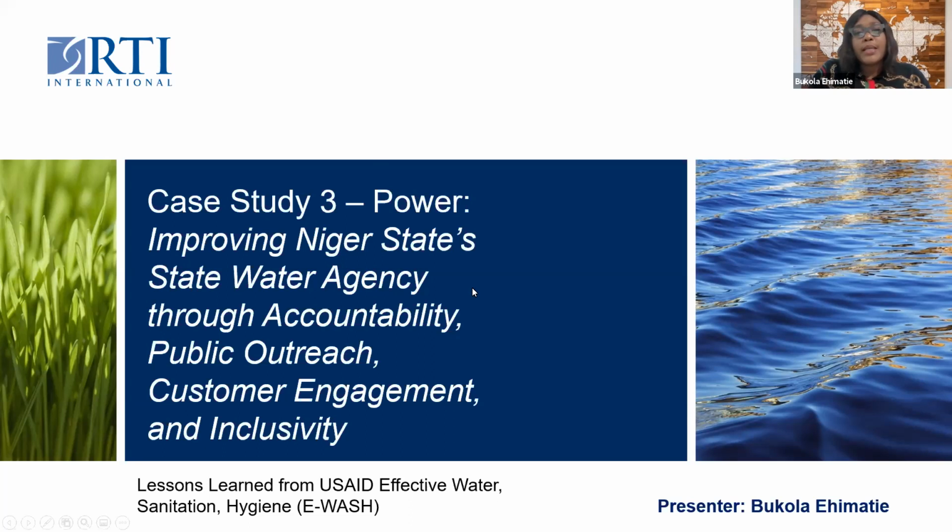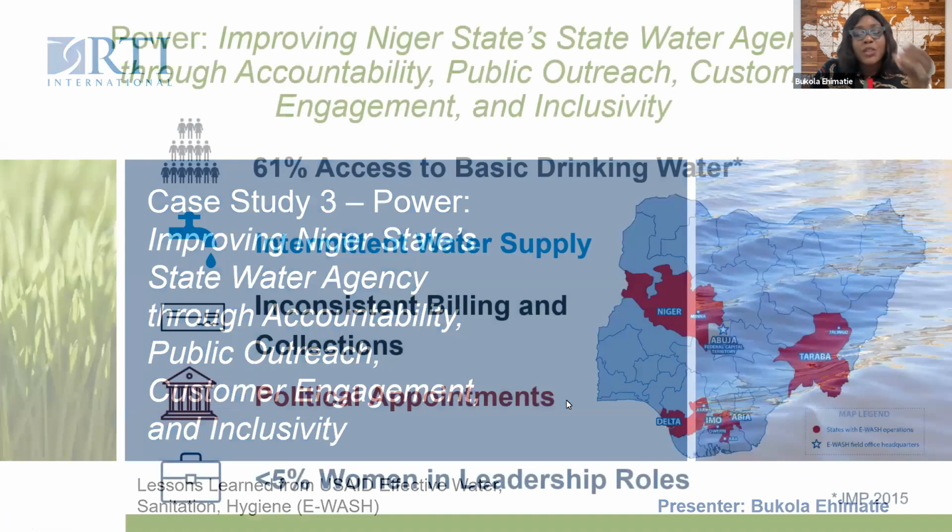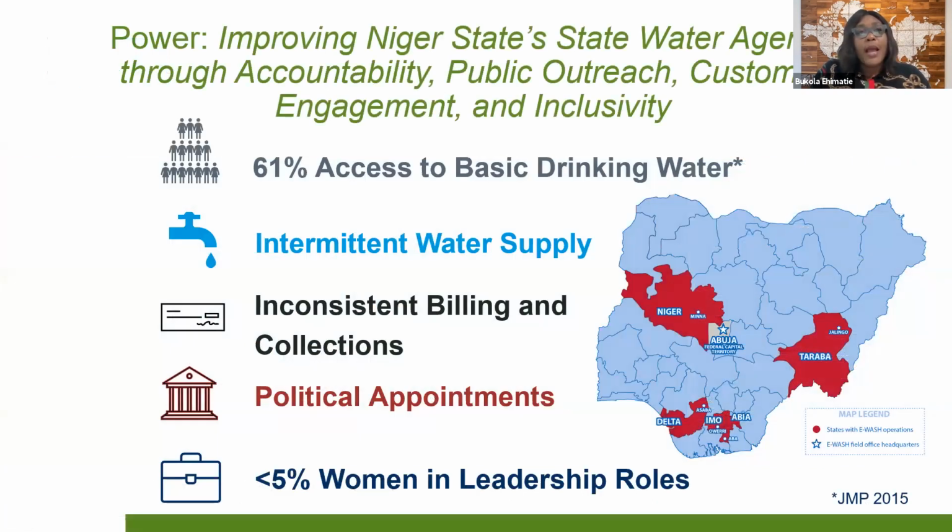The USAID program is currently implementing the effective water sanitation hygiene program in Nigeria in 5 states. At the inception of the program, we conducted a baseline survey in 2018 to understand the Nigerian urban context. A few of our findings in the 5 states where we work show that water is provided by government-controlled state water boards. In all of these 5 states, the government is responsible for providing water.